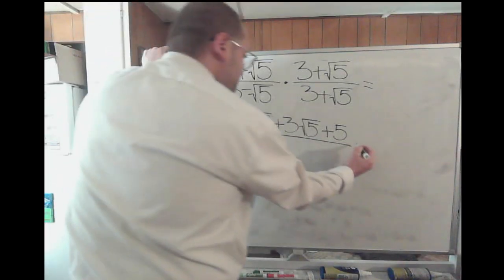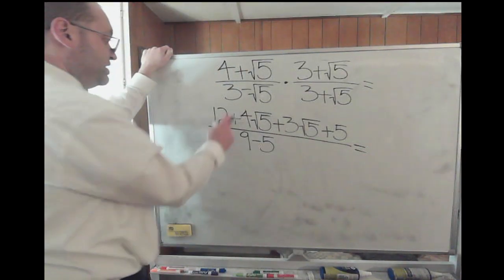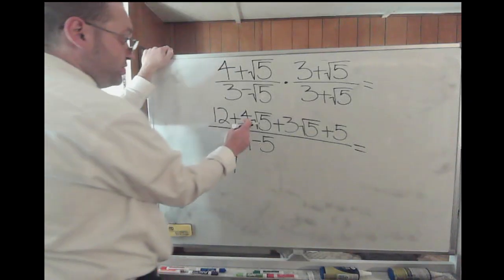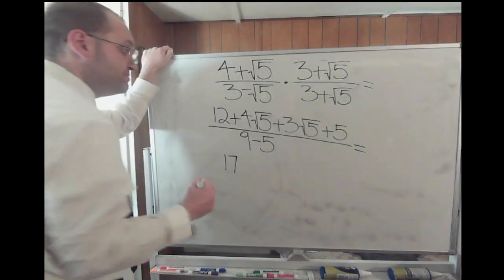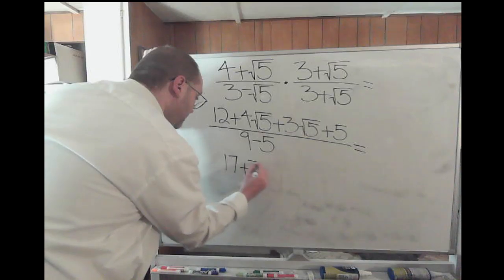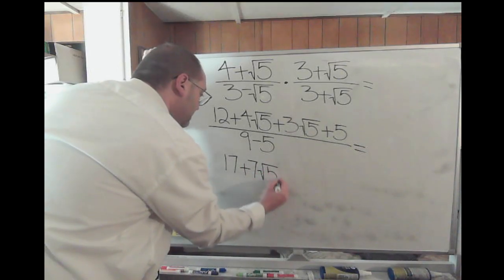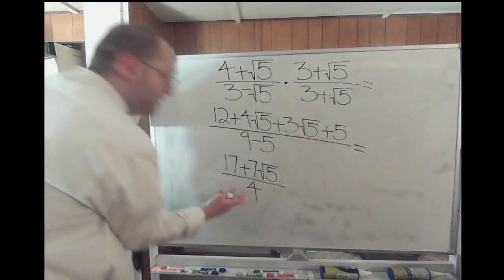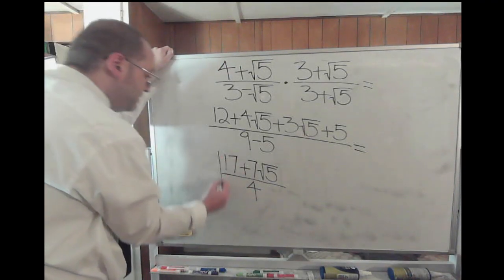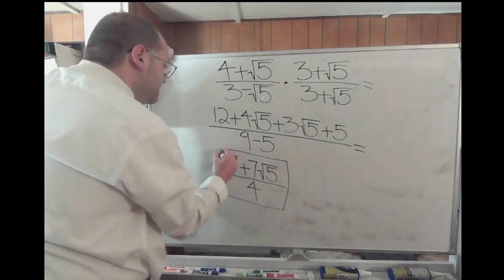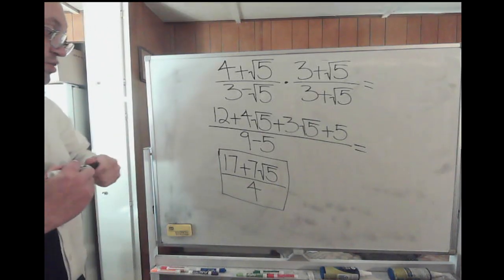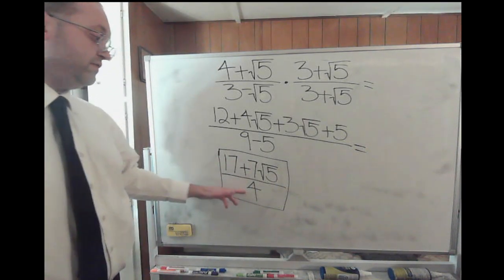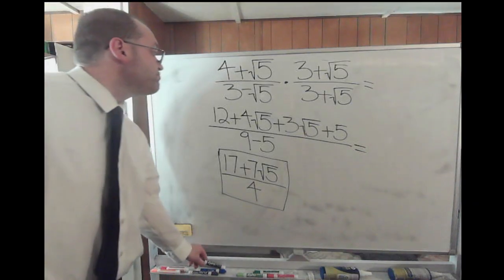So let's go ahead and simplify this. Let's see, 12 plus 5 is what? 17. And then 4 times the square root of 5 plus 3 times the square root of 5, that's 7 times the square root of 5. This is going to be all over 9 minus 5, which is 4. And nothing factors out to get rid of the denominator. So the answer you're stuck with here is going to be 17 plus 7 times the square root of 5 all over 4. That would be your answer.